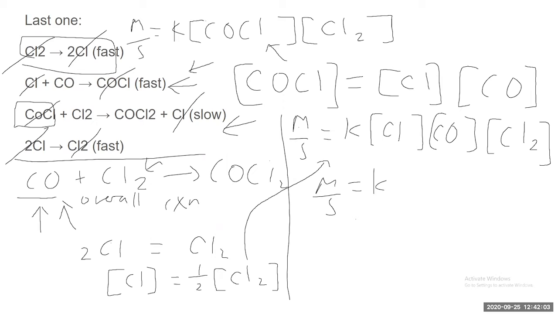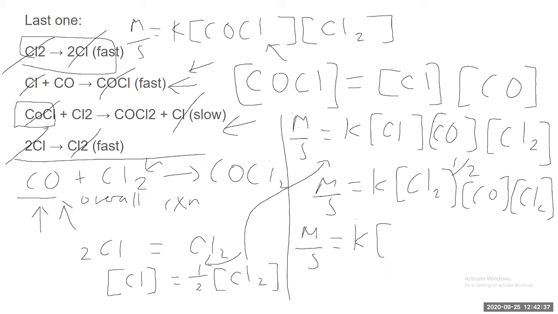So you get MS is equal to K, and for Cl we have Cl2 to the power of 1/2 because of the coefficient right here, right? And that's going to be times CO times Cl2 to the first power. Because these are the same Cl2, we can just add the exponents together. So when you add the exponents together, you get MS is equal to K Cl2 to the power of 3/2 times CO.